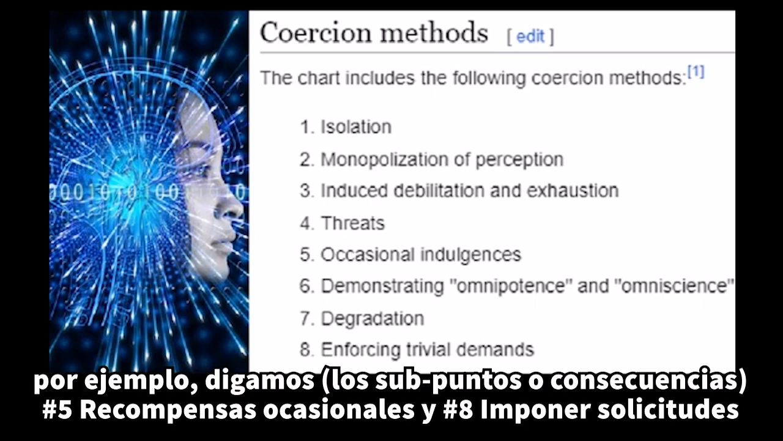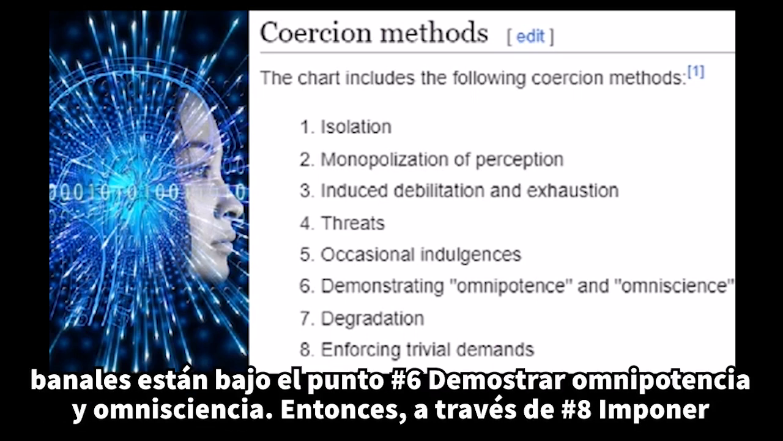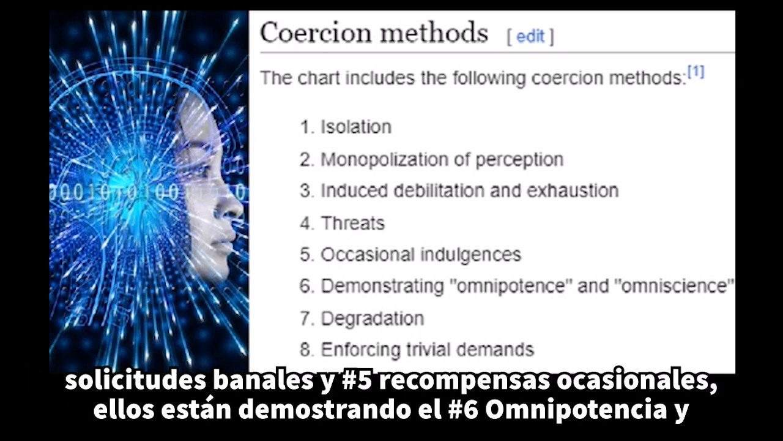As for example, let's take number 5, occasional indulgences, and 8, enforcing trivial demands. They fall under number 6, demonstrating omnipotence and omniscience. So through 8, enforcing trivial demands, and 5, occasional indulgences, they are demonstrating 6, the omnipotence and omniscience.